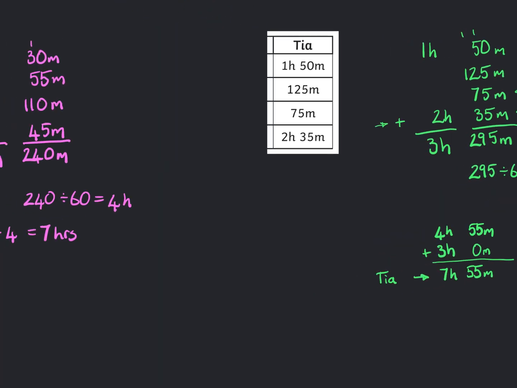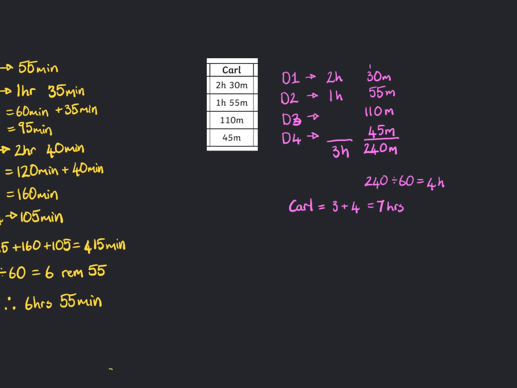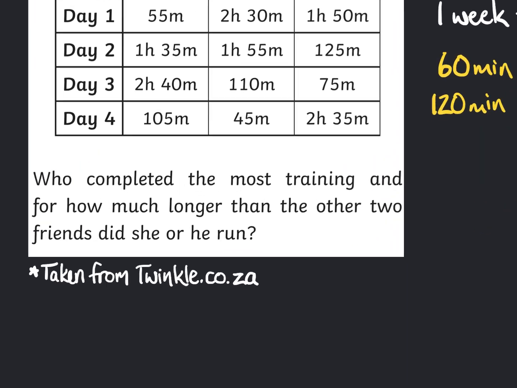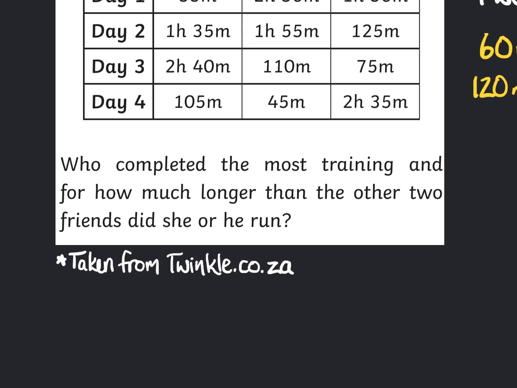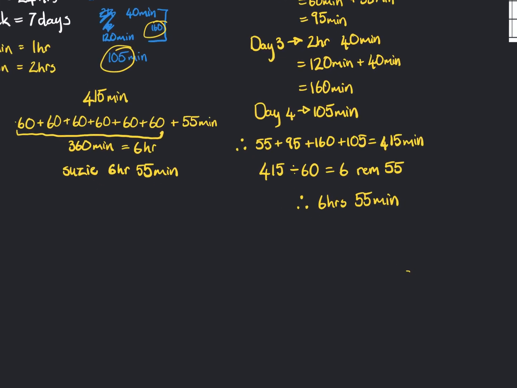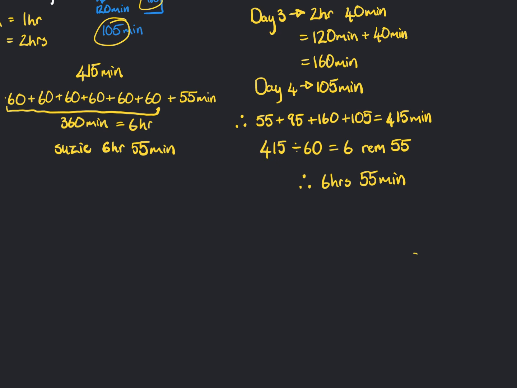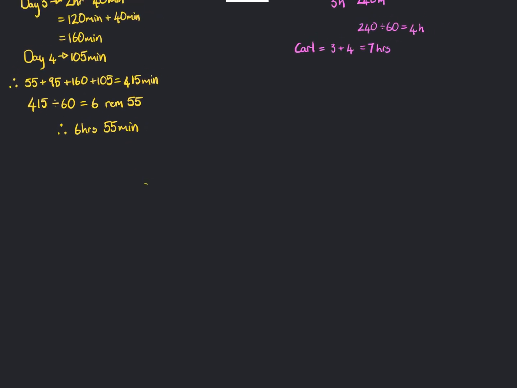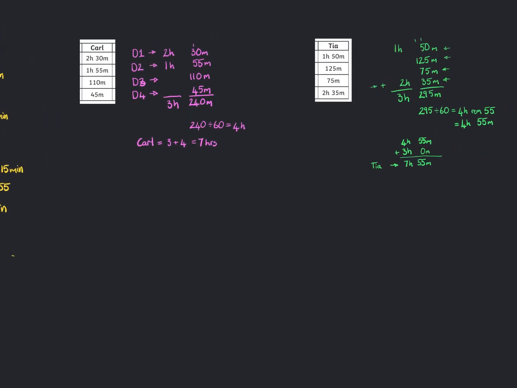We haven't actually answered the question though, and that's always very important. It says, who completed the most training and for how much longer than the other 2 friends did she or he run? So if we take a look at the 3 different answers, we've got Susie for 6 hours and 55 minutes. Then we've got Carl for 7 hours. And then we've got Tia for 7 hours and 55 minutes.